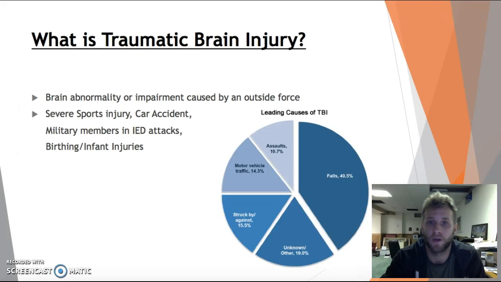For traumatic brain injury, what is traumatic brain injury? Well, it's a brain abnormality or impairment that's caused by an outside force. So a blow maybe to the head, like a violent hit to the head. It's usually seen in severe sports injuries, car accidents, military members. Maybe they get caught in some kind of explosion or an IED attack. And then it's also been seen in some infants, maybe when the mother is giving birth, or some other things like shaken baby syndrome, which I'll get into a little bit later.